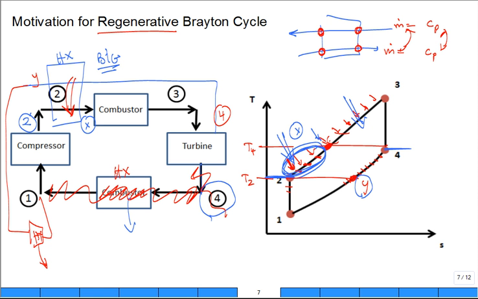And I have to throw it out. I'd like to throw out a lot if I can throw out the heat at low temperature. So there you go. From an entropy balance point of view, it's great. It improves the performance to bring in all the heat at high temperature.